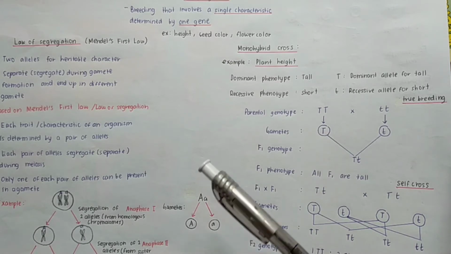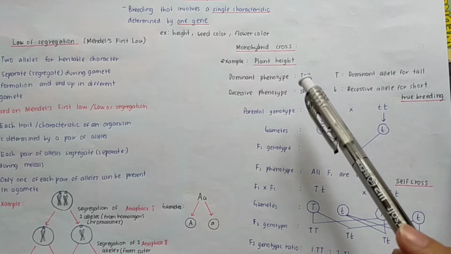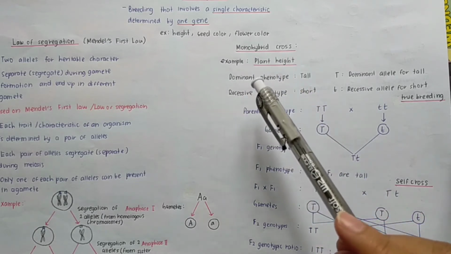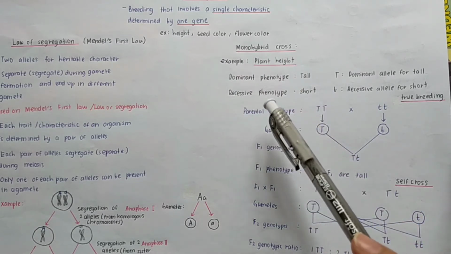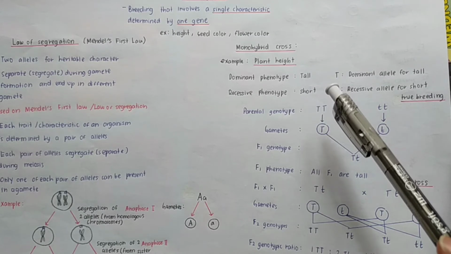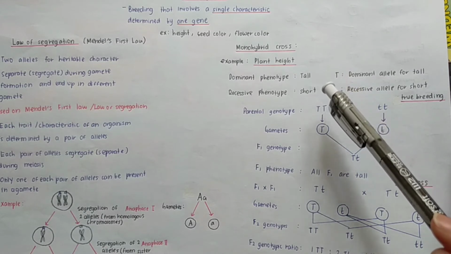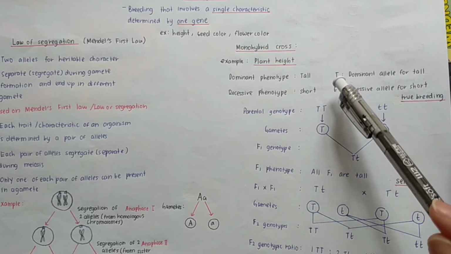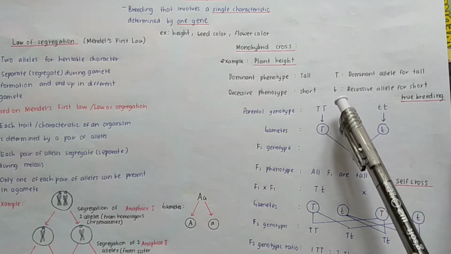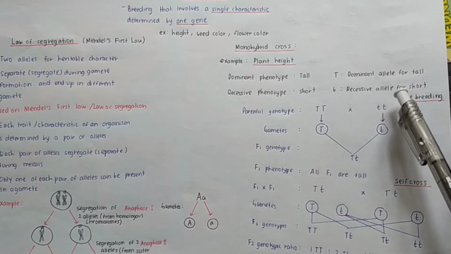So kalau kita ambil contoh dekat sini, the example here is plant height. For plant height, it has two traits. The first one is tall, the second is short. So untuk tall ni kita refer kepada dominant phenotype, while for short we refer to the recessive phenotype. So for tall, kita boleh gunakan simbol huruf T. So huruf T dekat sini, capital T ataupun T besar, will represent the dominant allele for tall, while the small t here, T kecil, will represent the recessive allele for short. So firstly, you do the true breeding first.